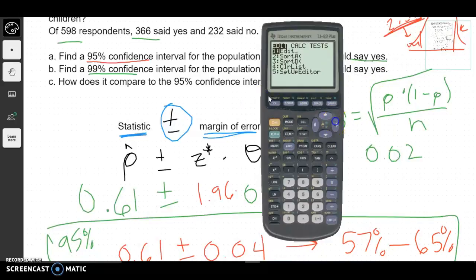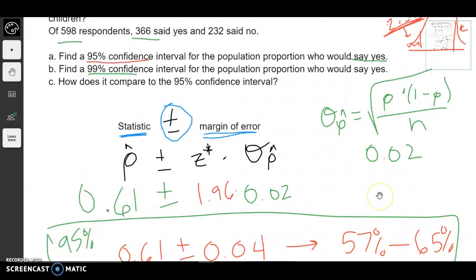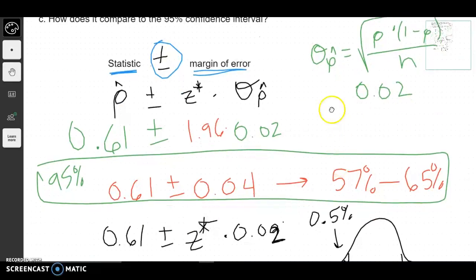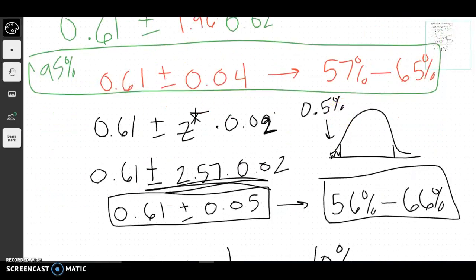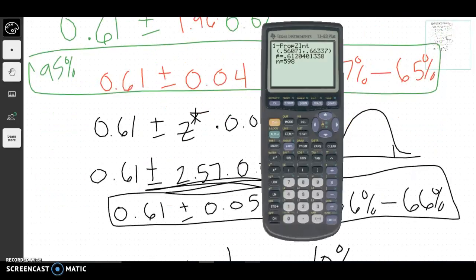Let's do it again for our 99%. So we're going to go right back there. The nice part is it stored all our data. So all we have to do is change it to, instead of 95, we'll change it to 99 and hit calculate. And that one was too, I think, if I was right, yep, 56% through 66%, and we're right along there too.